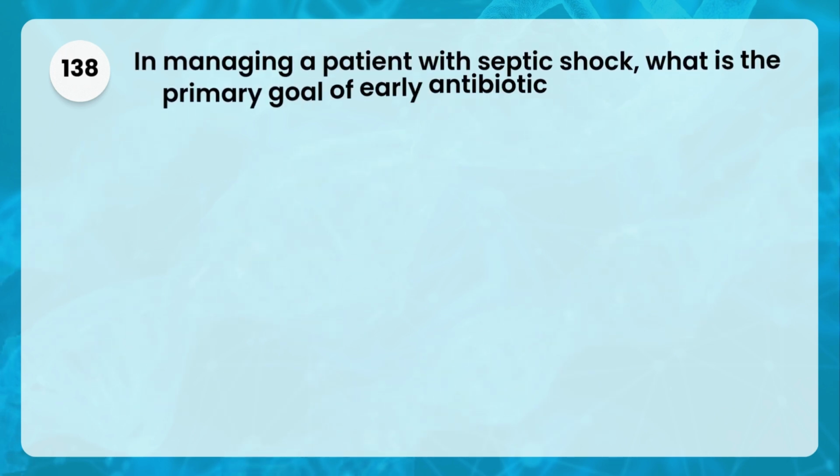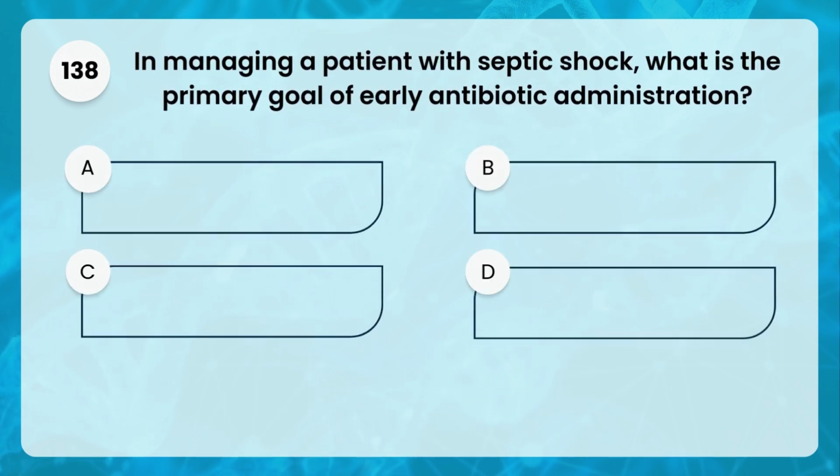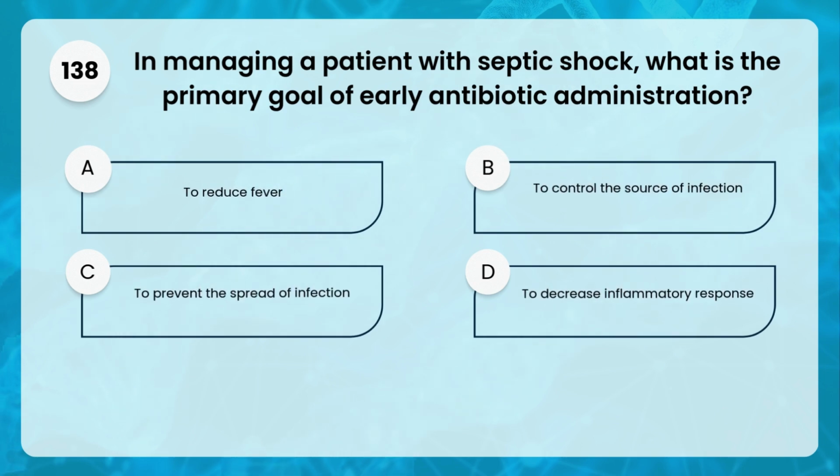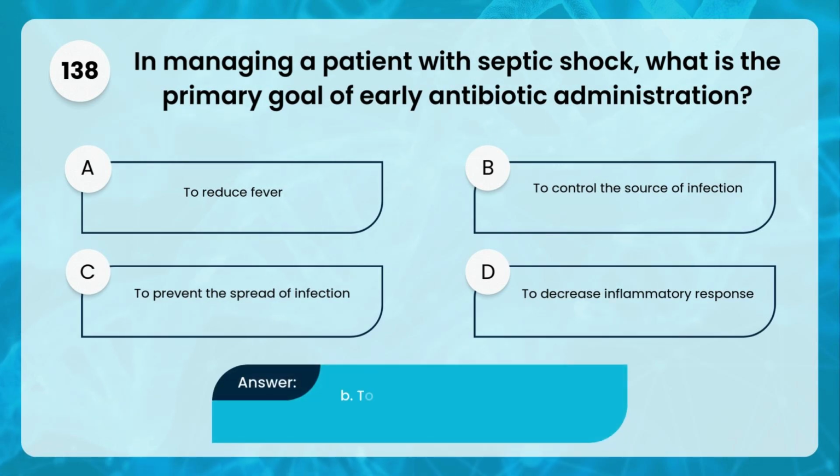138. In managing a patient with septic shock, what is the primary goal of early antibiotic administration? A. To reduce fever. B. To control the source of infection. C. To prevent the spread of infection. D. To decrease inflammatory response. The answer is B. To control the source of infection.